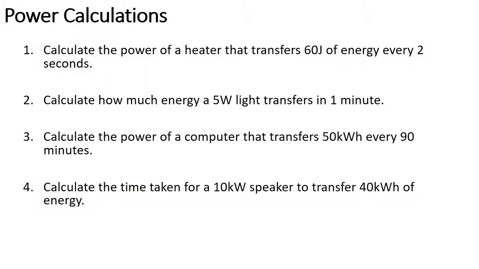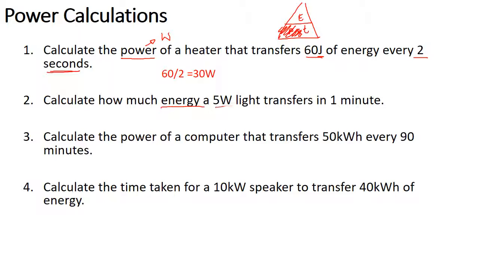Okay, so we're going to look at power calculations and applying the power triangle. For the first calculation, we need to find the power of a heater that transfers 60 joules of energy every 2 seconds. If I've got a value in joules and a value in seconds, this power must be in watts. All I need to do is use my power triangle. Because I'm finding power, I'll cover over power, and that leaves me with energy divided by time. So I'm going to do 60 divided by 2, and it's going to be 30 watts, my answer.